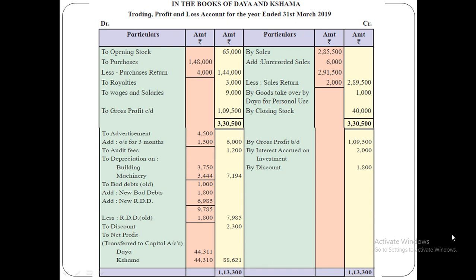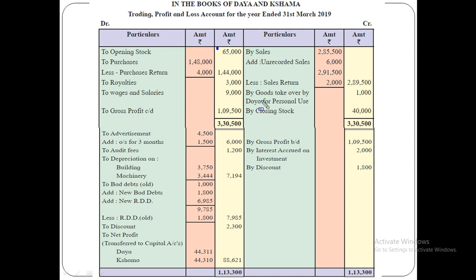First item: stock. Stock goes to the trading account, as it is shown on the debit side of the trading account. Here 65,000 is shown on the debit side. Next item is bills receivable.